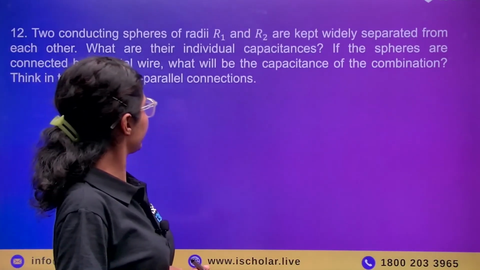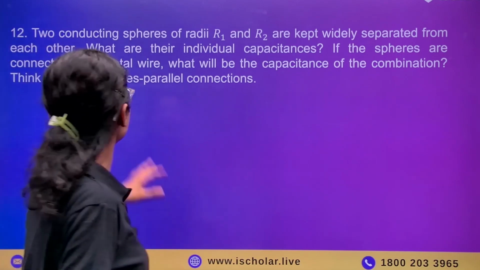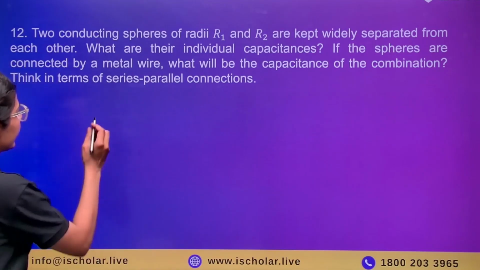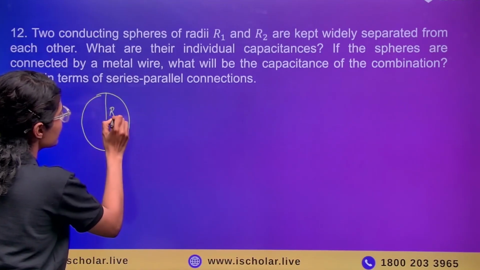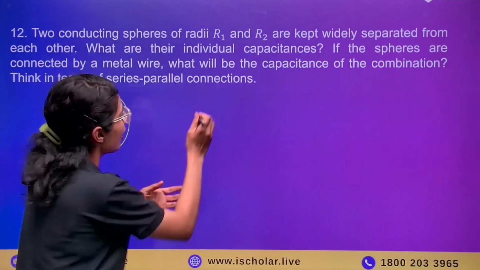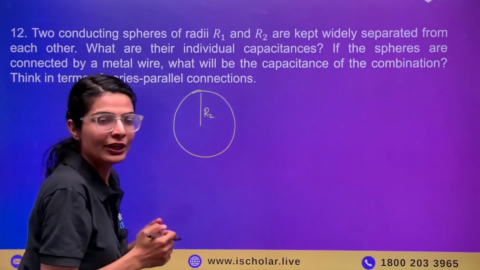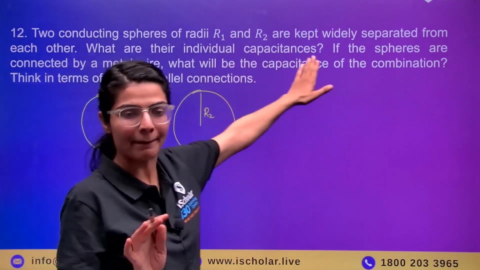Next is: two spheres of radius R1 and R2 are kept separated from each other. What are their individual capacitances? It is just like you have a metal sphere whose radius is R1, and you have another sphere whose radius is R2. They are kept in such a way. So what is the individual capacitance?